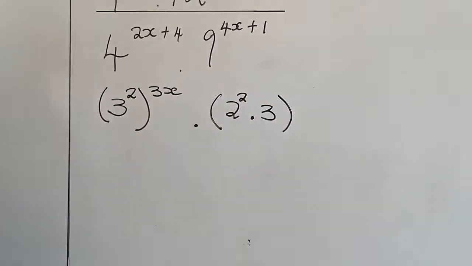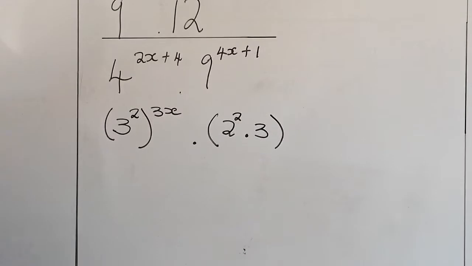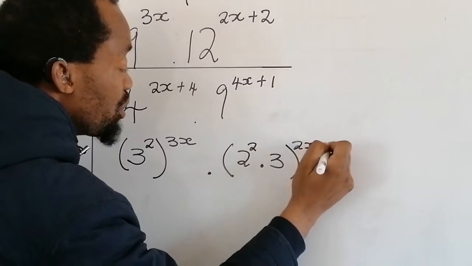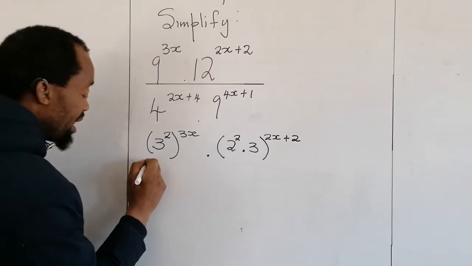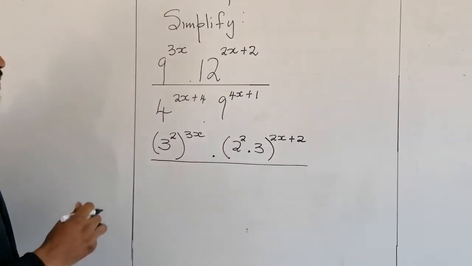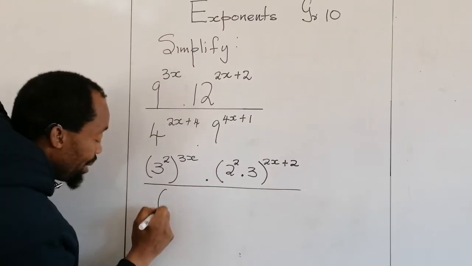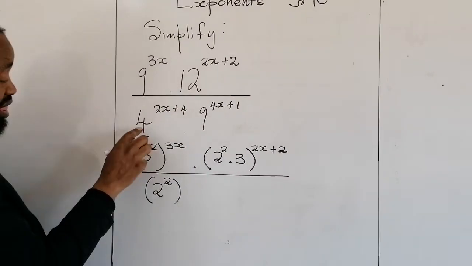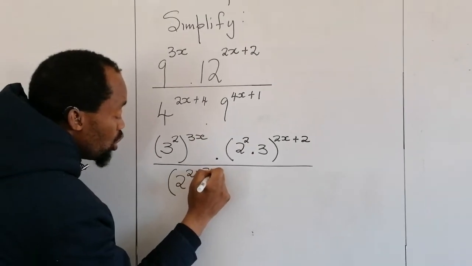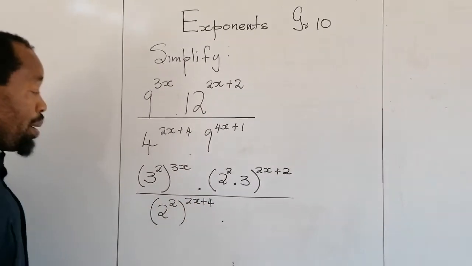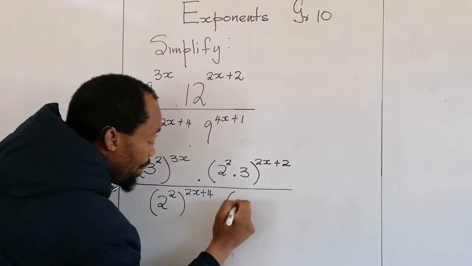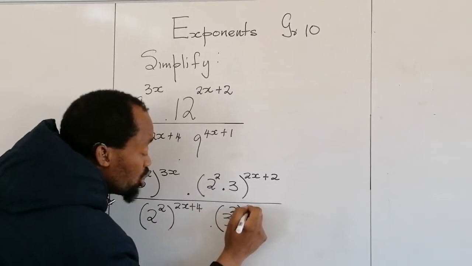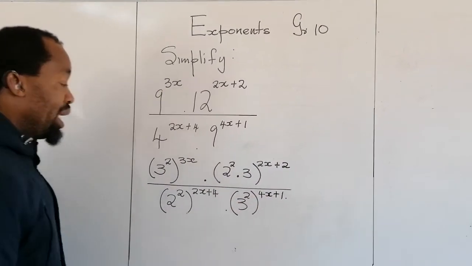Remember, 2 to power 2 is 4. 4 multiplied by 3 is 12. That 12 was raised to power 2x plus 2. Then all divide by 4. 4 is not a prime number. It should be expressed as a prime number. 4 is 2 to power 2. Therefore, it was raised to power 2x plus 4. Multiplied by 9, which is not a prime number, 3 to power 2 raised to power 4x plus 1.